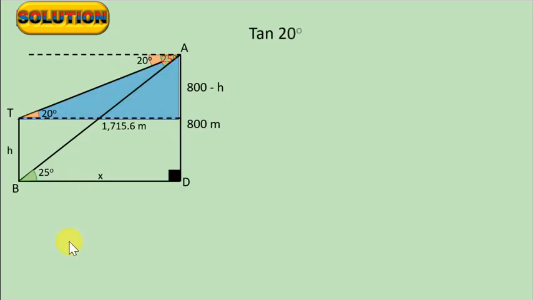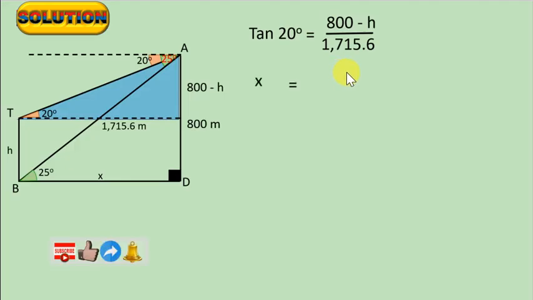So we're going to have tan 20 degrees will give us 800 minus h over the horizontal distance, which is 1,715.6. Please take note, we do not use the approximated answer, the rounded answer, to continue in our calculation. We must use the original answer before rounding up. So now x will give us 800 minus h over this, tan 20. Now, already we have calculated the value of h, so we are going to make direct substitution there.